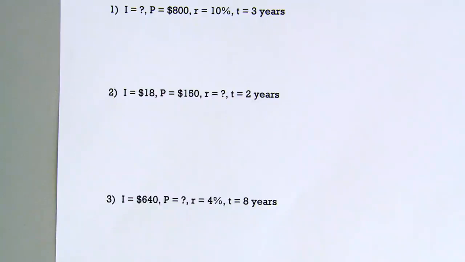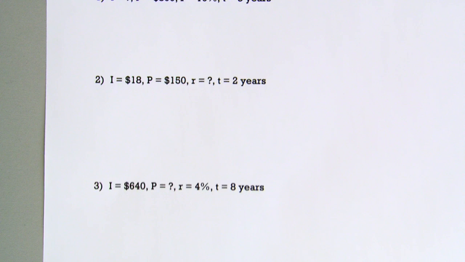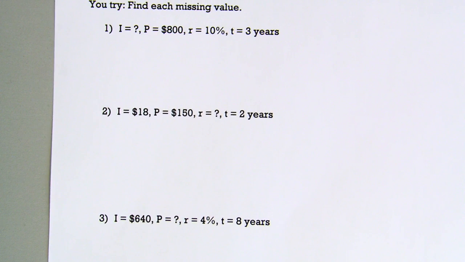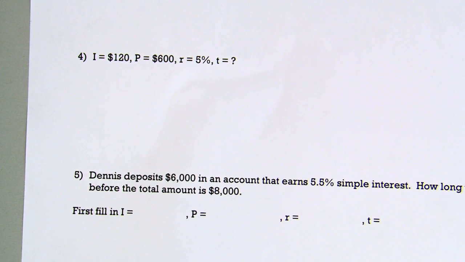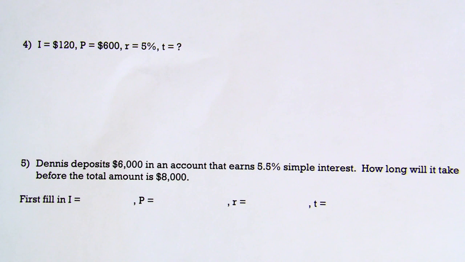Alright, so you have some to try yourself. There's 1, 2, 3, and then 4 with just the numbers. Make sure you plug them into the equation from the beginning. Then you have a small word problem, number 5. Your answer in years is going to be a little different. It's going to have a little bit of a decimal to it. So try it and see if you get the same answer that I come up with.